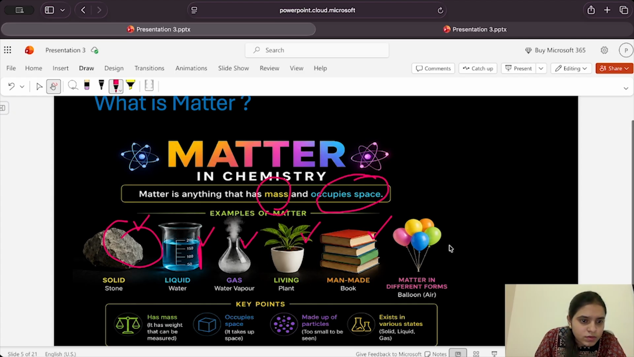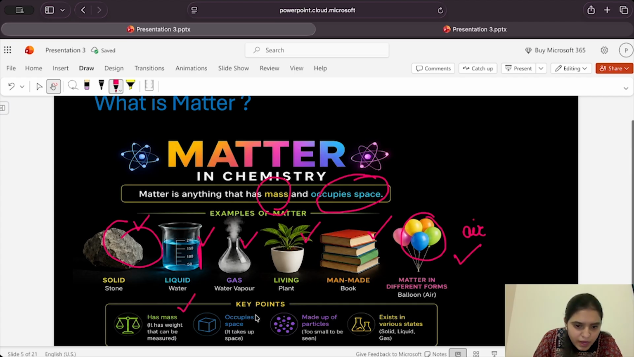What about the air? We cannot see it, but a balloon filled with air becomes bigger because air occupies space. Therefore, air is also matter. Now, let's remember these 4 key points. So, matter has a mass, it has a weight, it may be 5 kg, 10 kg, 15 kg, anything. So, its weight can be measured. So, if it has mass, then it is also matter.